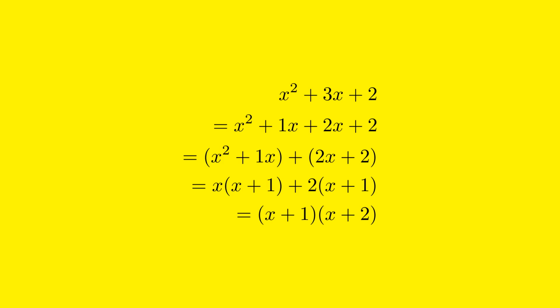This leads to x times x plus 1 plus 2 times x plus 1. Notice that both groups share a common factor of x plus 1. We factor out this common factor, resulting in the expression x plus 1 times x plus 2. This is the final step and the quadratic expression is now factored. Hence, the simplified factored form of x squared plus 3x plus 2 is x plus 1 times x plus 2.